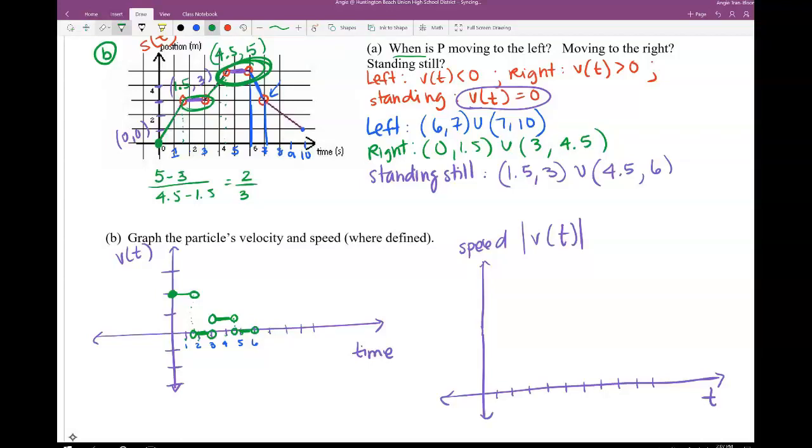Okay. So now let's look at this next piece right here. Okay, let's figure out the slope. Actually, that one's a nice one. I can count. Down 2, right 1, so the slope is just going to be -2. So from 6 to 7, the slope is -2.